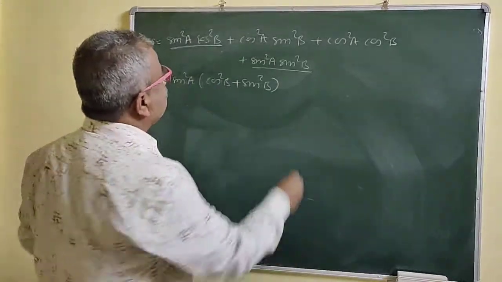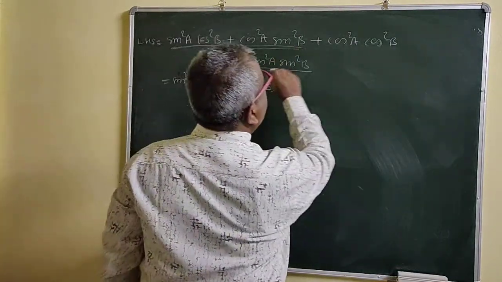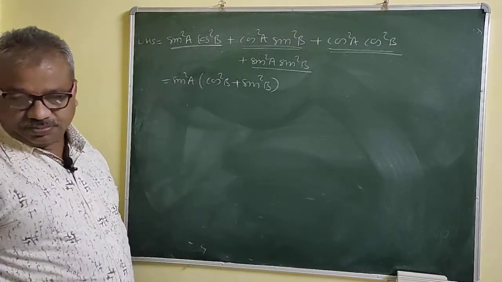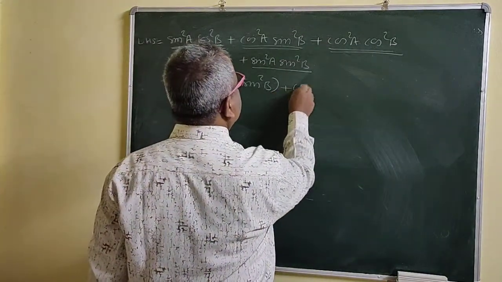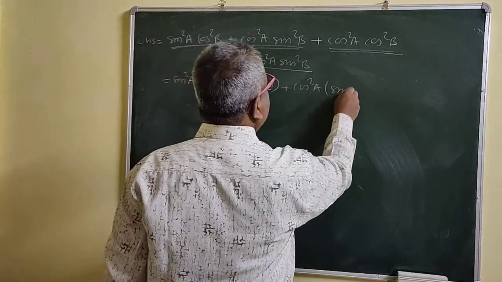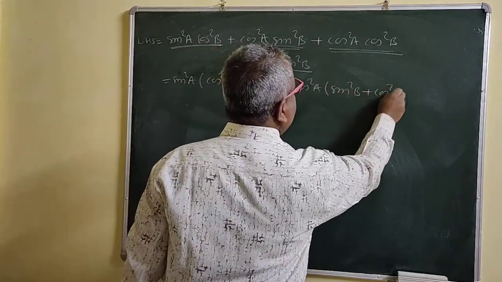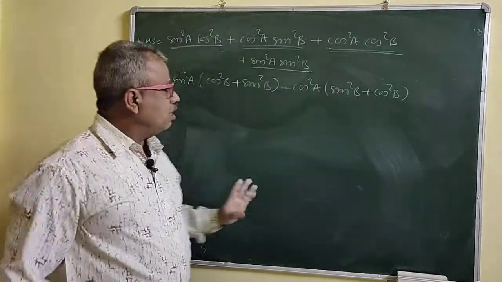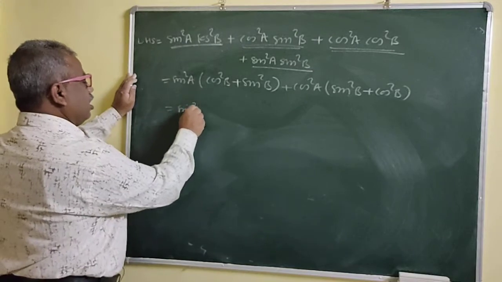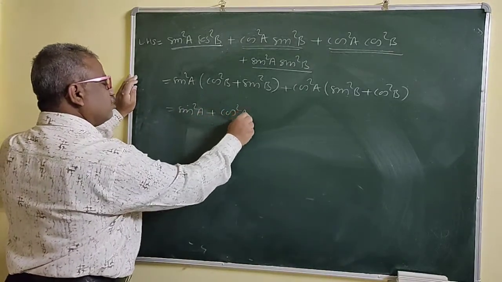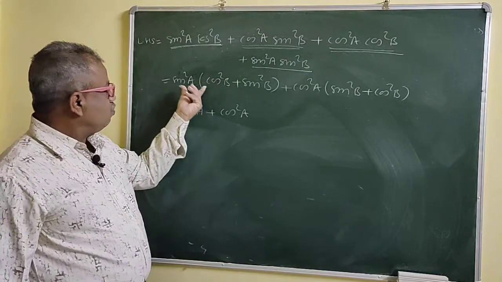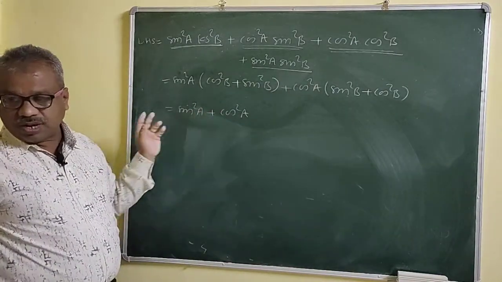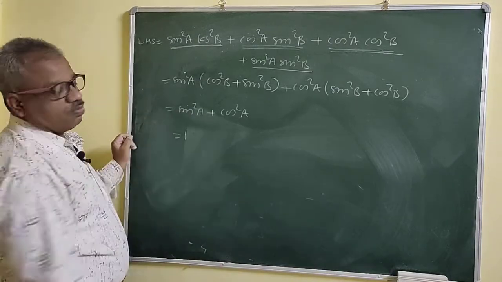And for the other 2 terms, you can take cos square A common. If you take cos square A common, then what we get? Sin square B plus cos square B. Now this is 1, this is also 1. So what we get then? Sin square A plus cos square A. This is 1, so this will be sin square A. That is 1, therefore that will be cos square A. Now sin square A plus cos square A is 1.